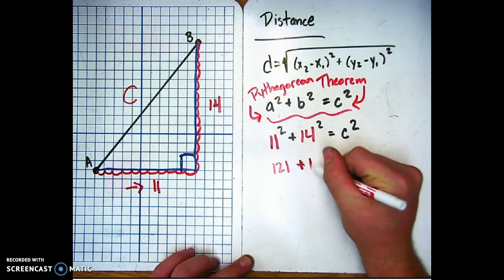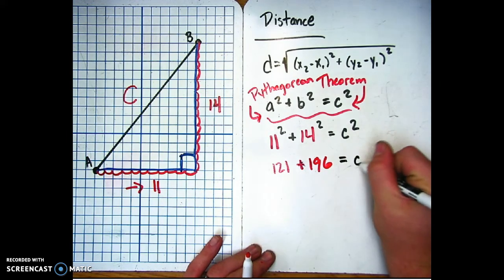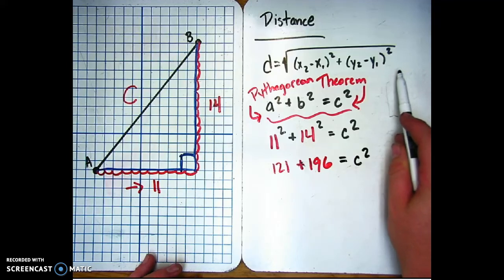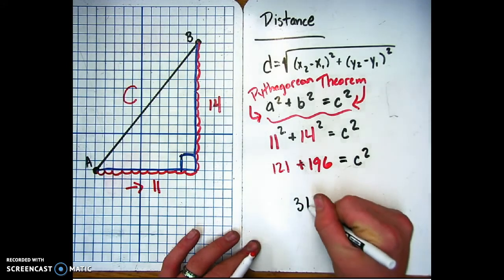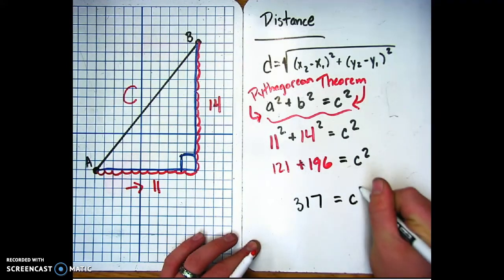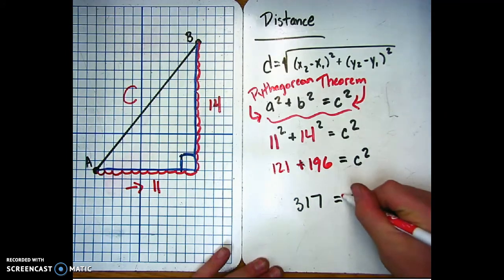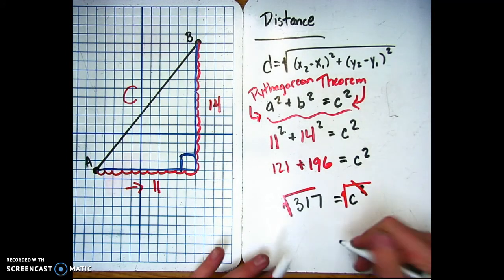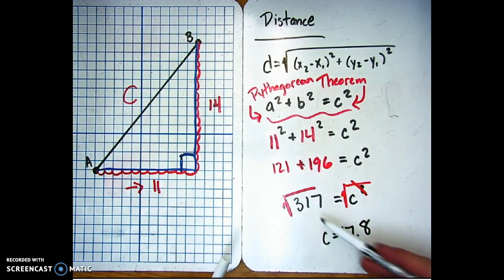121 plus 196. Right about now, this might be looking awfully familiar to you. This is exactly what was underneath our square root sign in the last example that we did when we used this formula. So what we get here is, again, 317 equals c squared. If that's what c squared is, we undo that by taking the square root. And we're left with, yet again, c is 17.8, the square root of 317.